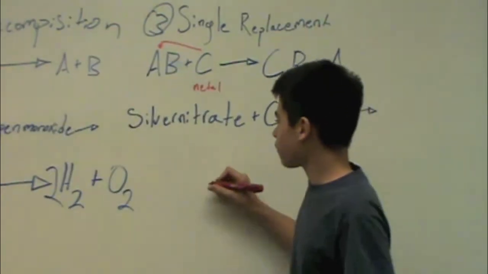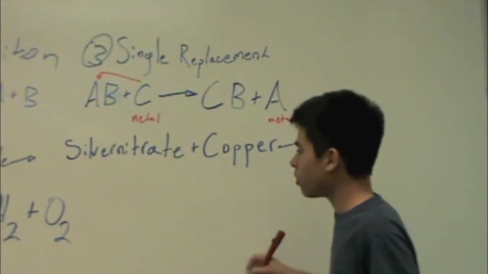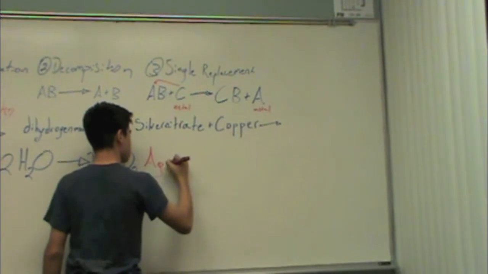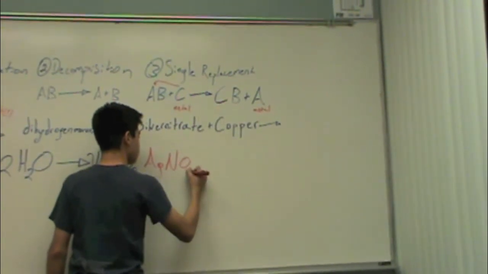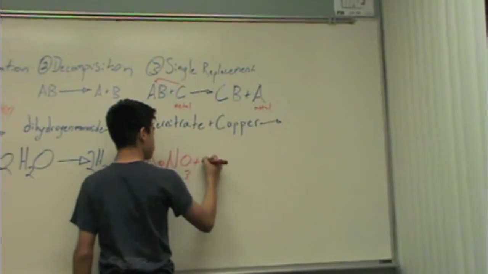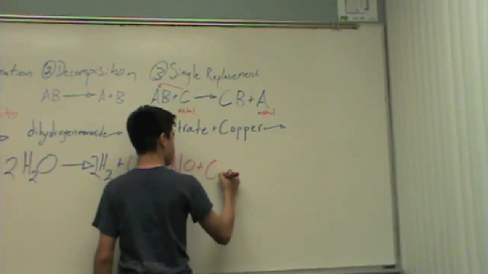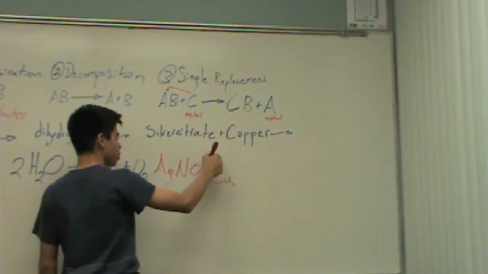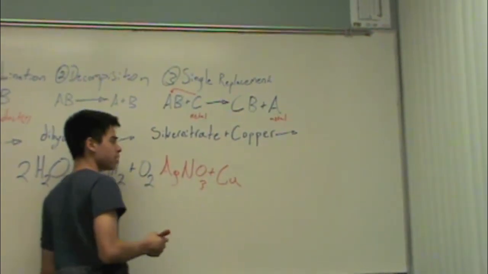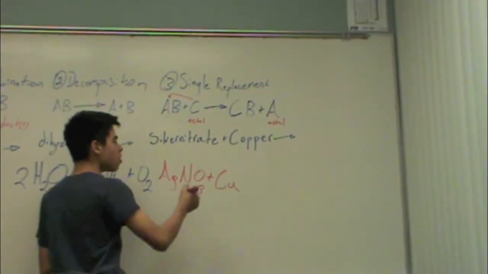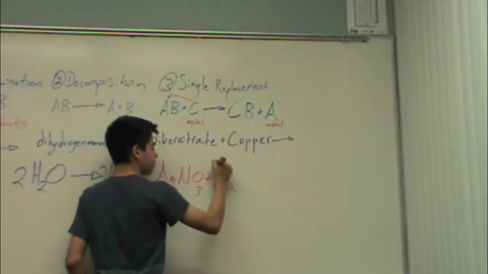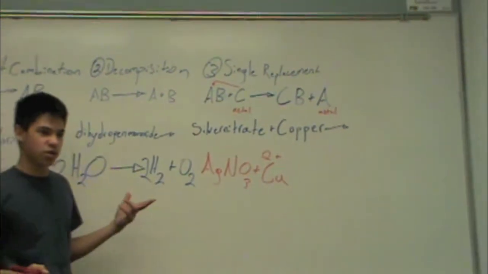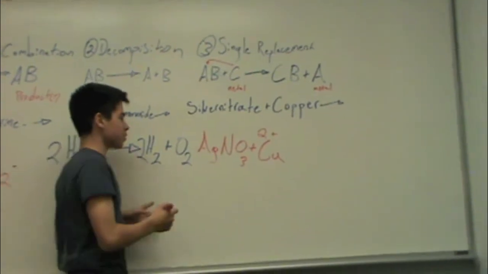So let's consider this example. Silver nitrate, AgNO3, is going to react with copper. Now, although this does not have a charge, it technically has a charge of 0 at this point, because all elements have a charge of 0. We're just going to put its oxidation number to make it easier to understand what's going on. That's not technically correct, but we're just going to put it there.